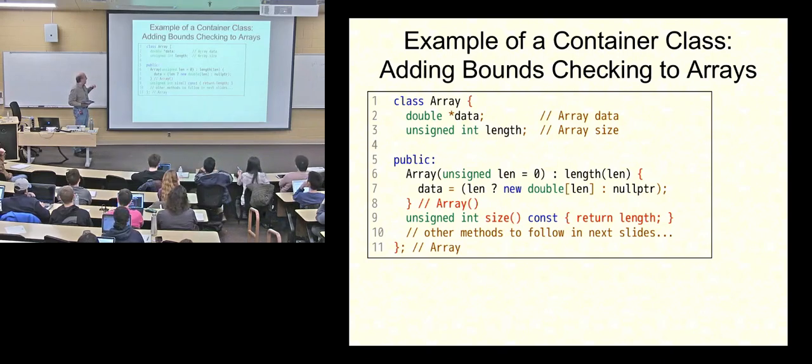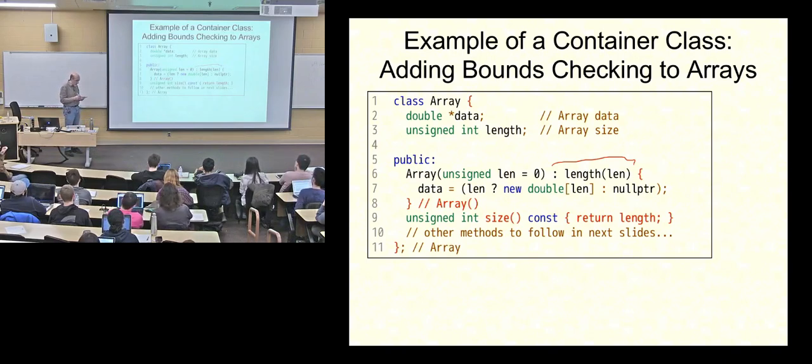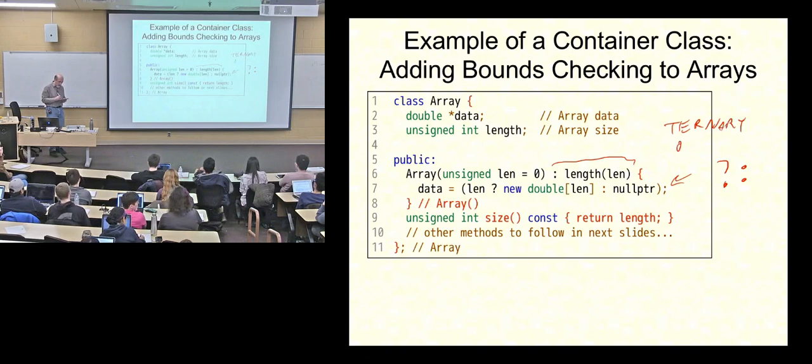So the constructor says, you have to give me a length, but if you forget, I'll just assume you wanted an array of length 0. It does the initializer syntax here. It says initialize the length member variable off of the len parameter. And then it says set data equal to length question mark new double of length colon null pointer. So who is not used to seeing this question mark colon syntax? Okay, lots of you. All right, this thing is called the ternary operator.